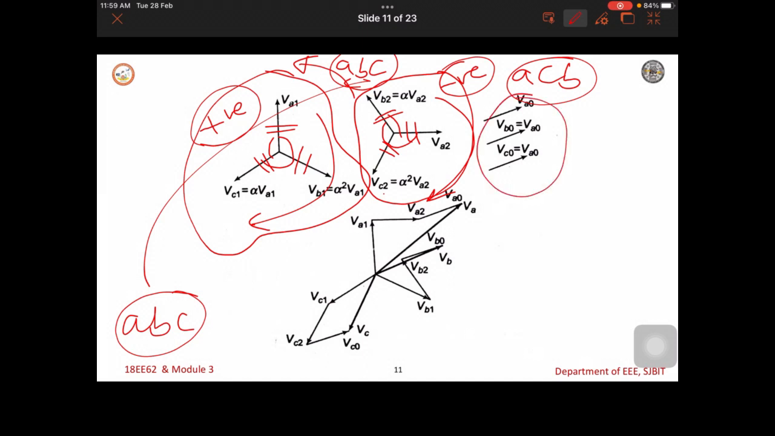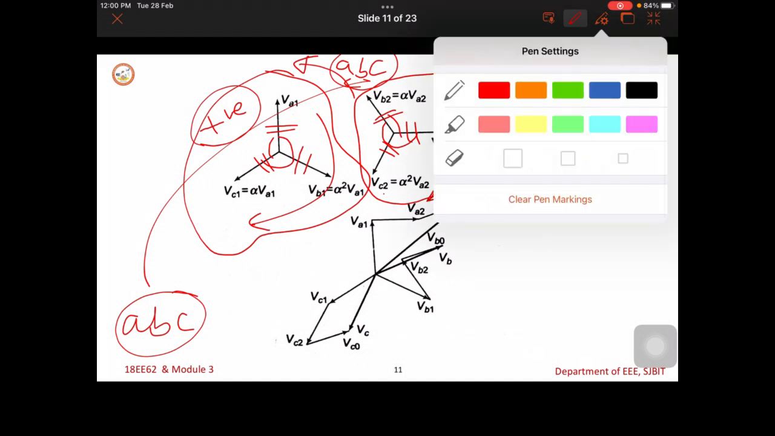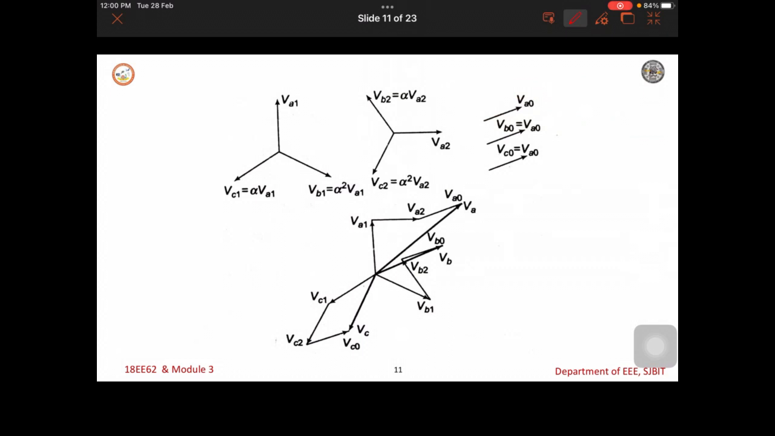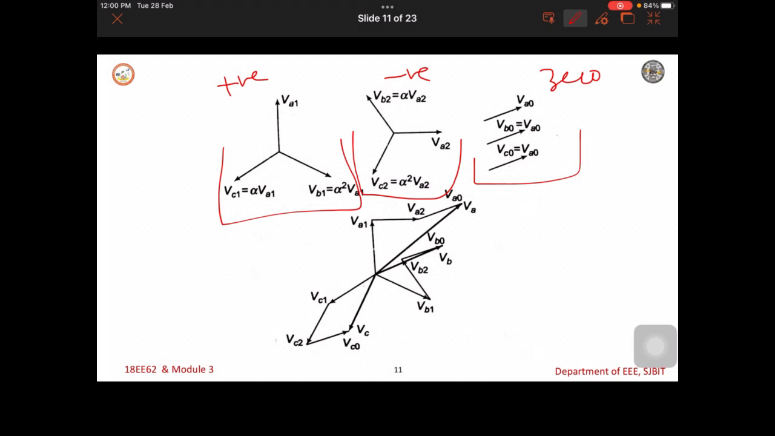So next we will consider the zero sequence component. Here zero sequence component also consists of 3 phasors. They are all equal in magnitude, but they do not have any phase spread between them. They are in line, zero phase displacement from each other. So this is what you will get. This is positive sequence, this is negative sequence, this is zero sequence.